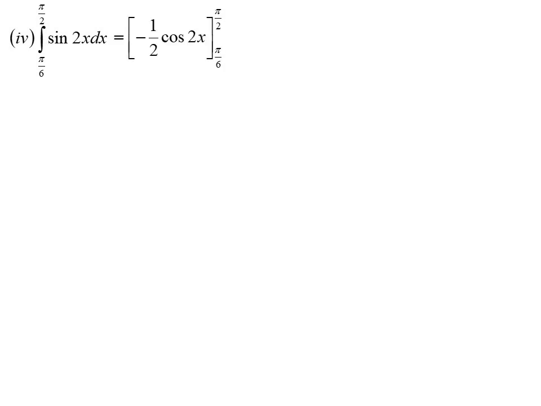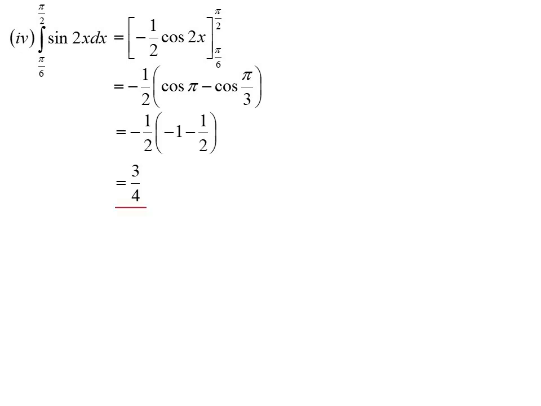Minus a half cos 2x, when we integrate, we're going from pi on 6 to pi on 2. Cos of pi, I'm thinking of my graph here, starts up there, that's negative 1. Cos of pi on 3, ooh, exact value, pi on 3 is 60 degrees, cos of 60 is a half, I think. Okay, so we get 3/4.